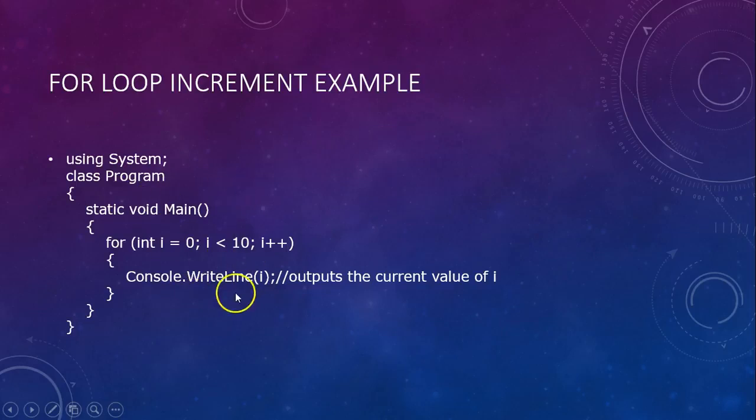It's going to keep doing that up until we get to where i is currently 9. So i is 9. 9 is less than 10. Console.WriteLine 9. i++. Now i is 10. And it checks, is i less than 10? No. And you'll notice at this point, because it's not less than 10, it's going to exit that loop. It's going to be done.